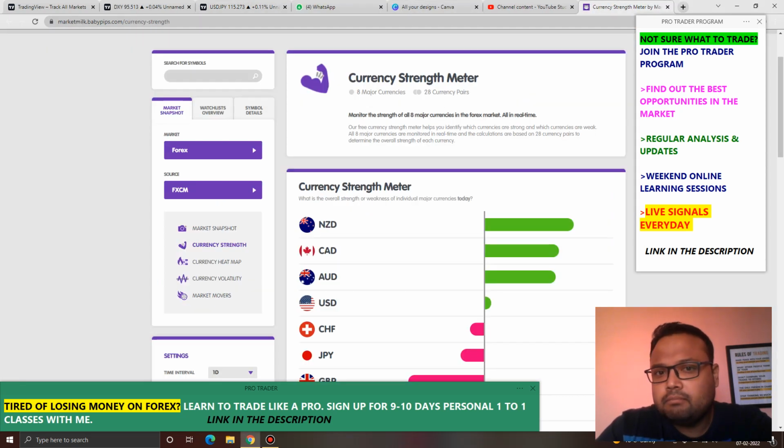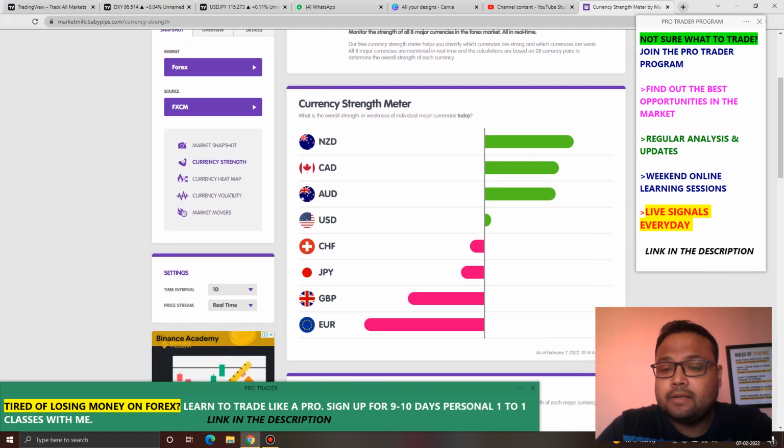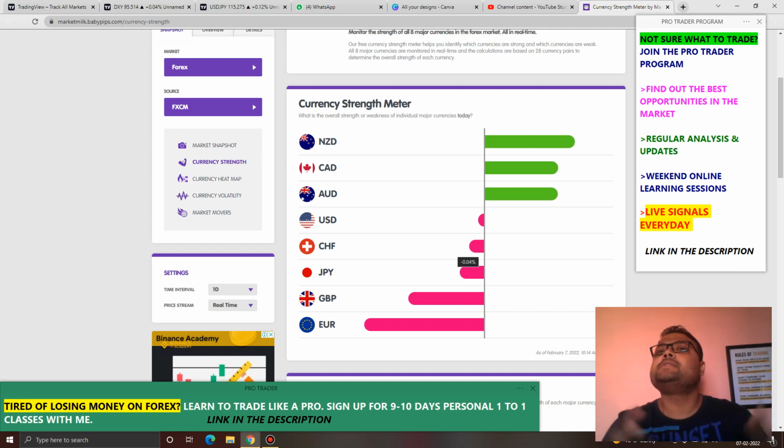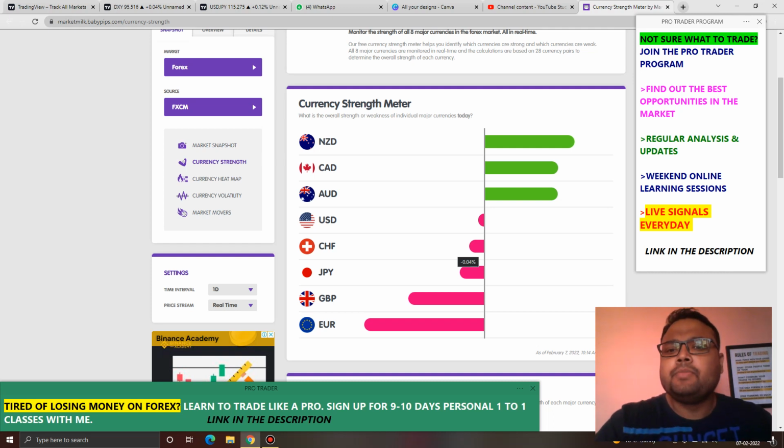If we go to the currency strength meter here, we can see that for Monday, JPY is on the weaker side, whereas NZD and CAD are the strongest currencies. Euro is the weakest and JPY is more on the weaker side. But as you can see, there is not much selling pressure on JPY. So as the day passes, there may be some improvement. There may be some bullishness on the JPY as well. But as of now, JPY is on the weaker side.